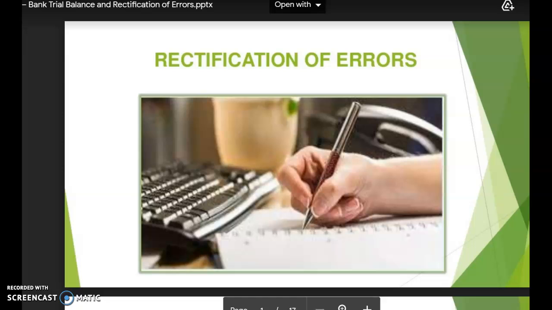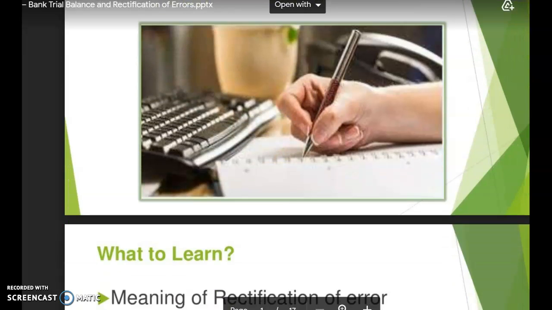This lesson is associated basically with the rectification of errors. So, before we understand how the errors are rectified, we must know what we mean by errors. You would find this lesson in some books along with the lesson of trial balance and rectification of errors, or independently as rectification of error. So first of all, it is very important to understand what we mean by the term error and what the different types of errors are. Then we will devise the schedule of how to rectify those errors.